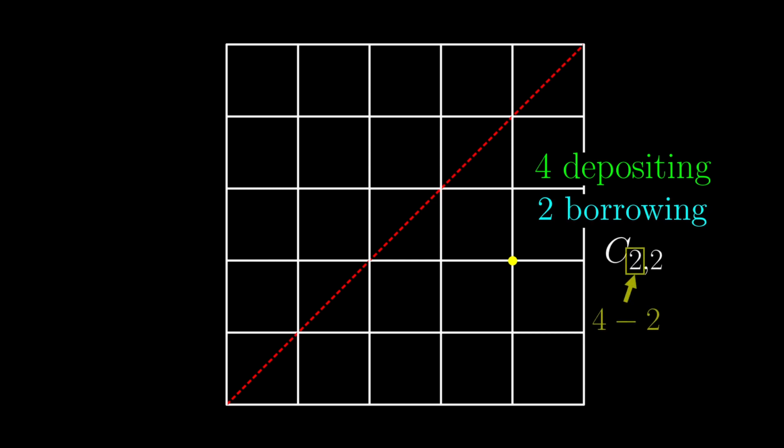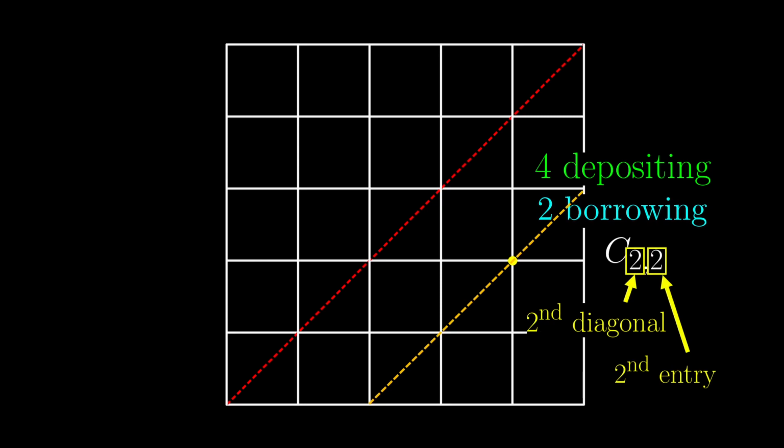Here, the first 2 represents the difference between the number of people depositing and borrowing, while the second 2 is the number of people borrowing money. What you can think of using this notation is that the first number tells you which diagonal from the main one, and the second number tells you which entry on the diagonal. Can we express this in terms of other similar C something?